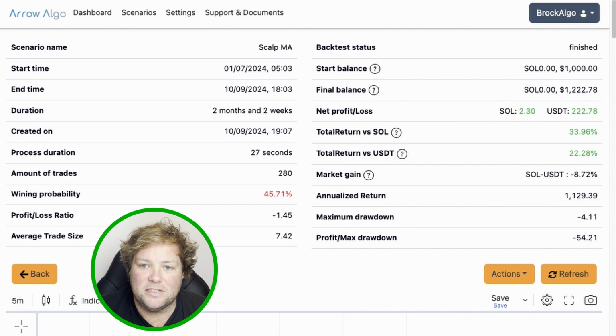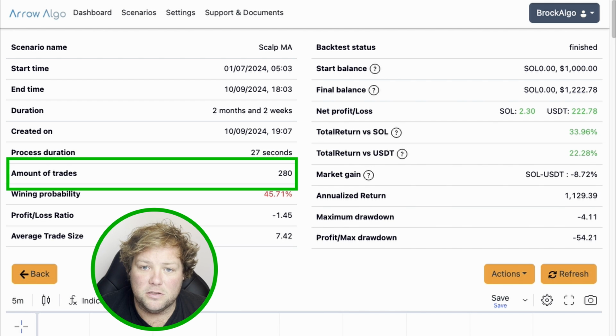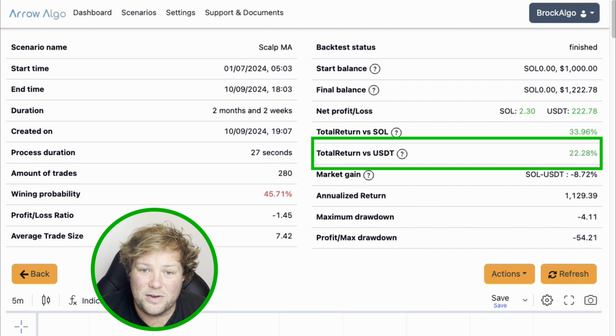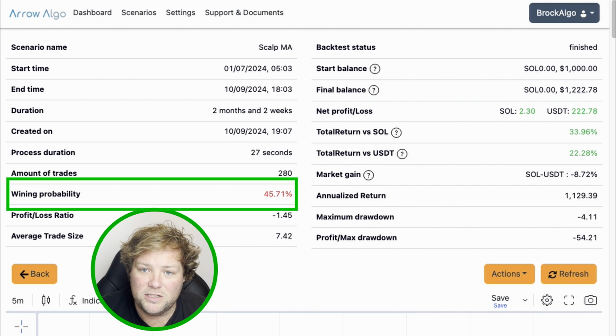Now let's take a look at the backtest results over 2 months for the Solana tethered trading pair. In 2 months, 280 trades were executed. The total return against Solana was 33.9%, and against cash it was 22.2%. The win rate was 45.71%.